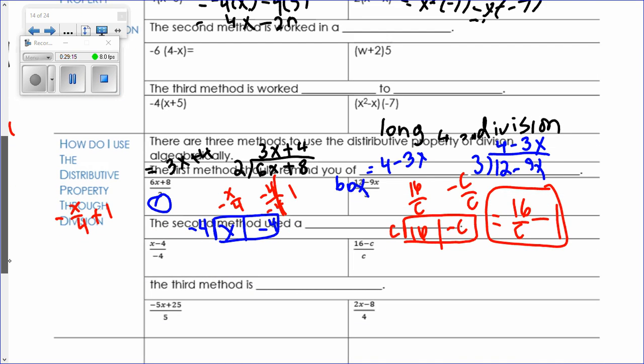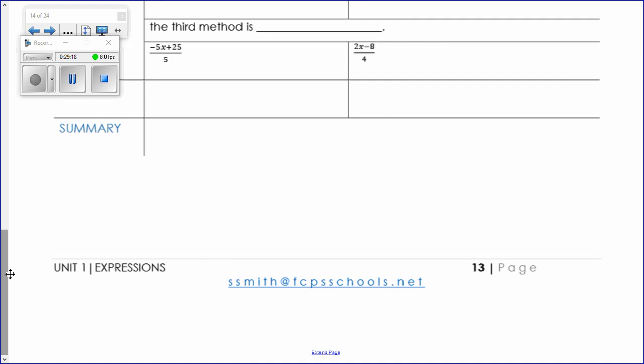The last method is my favorite. I think it's the easiest and most intuitive method ever. But that's just me. Everybody has a preference. It's the butterfly method. It's where you use the number in the denominator and you just divide it by each term. That means you get, butterfly here, negative 5x divided by 5, and then plus 25 divided by 5.